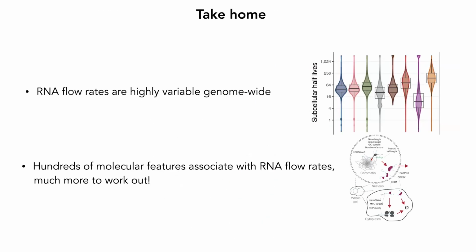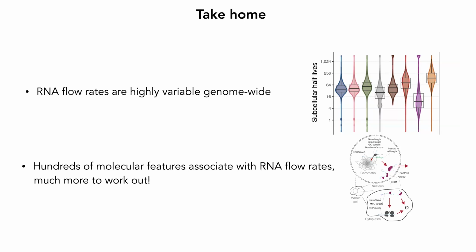So just the take-homes of what I showed you today. RNA flow rates are highly variable genome-wide. Like I said, it's really important to consider this when comparing different transcripts and any perturbation, in that you could be altering the abundances, but you also could be altering how long RNAs are spending in different compartments. All of the stuff that we measure at the whole cell level, of course, is a convolution of these rich RNA life cycles.